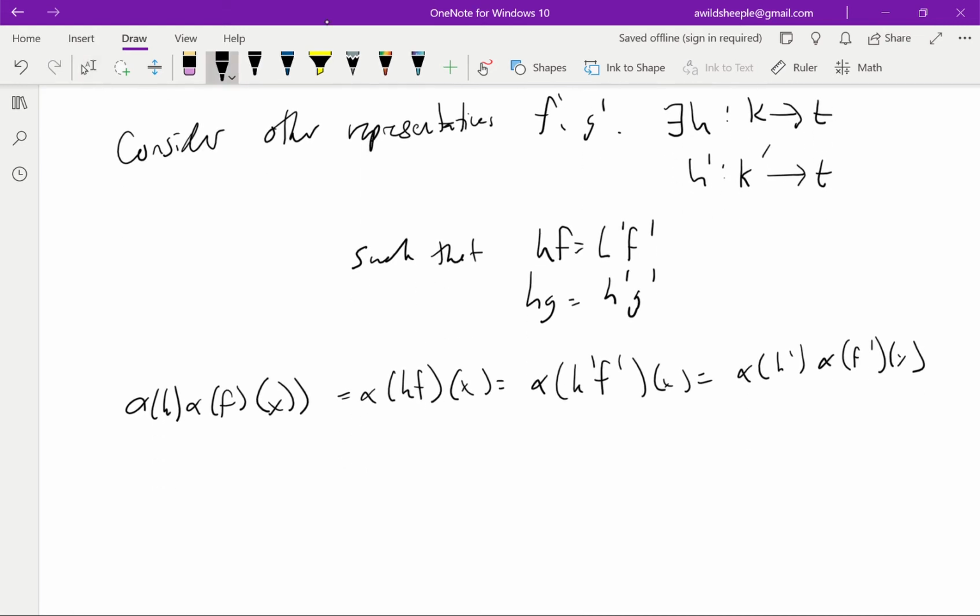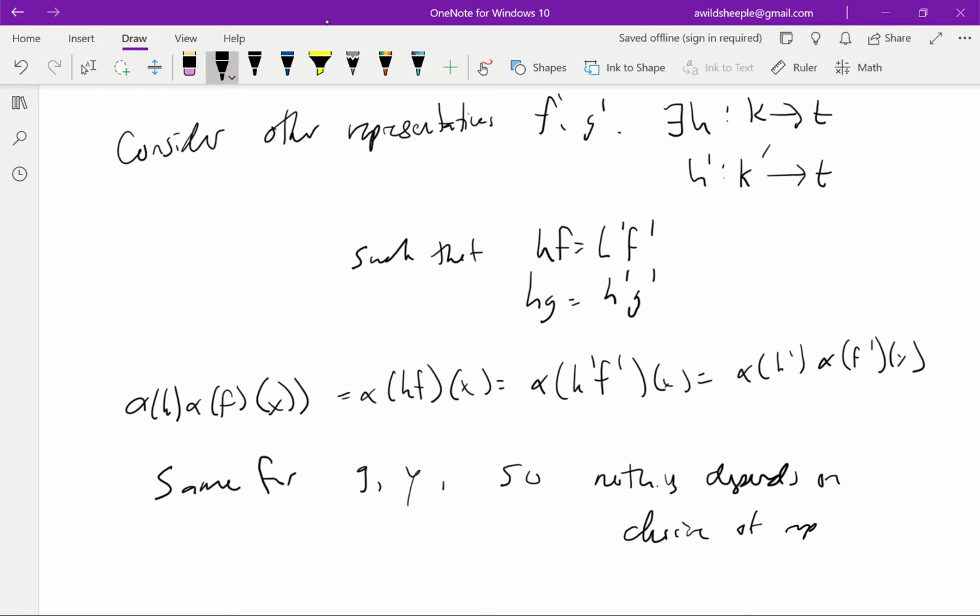Okay, now maybe I should write a sentence. Same for g, y. So nothing depends on choice of representatives. And I put the little box because I think that's pretty much it.